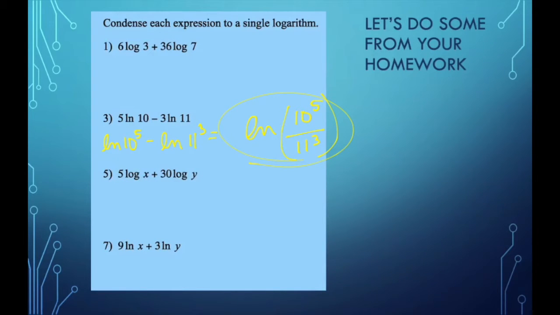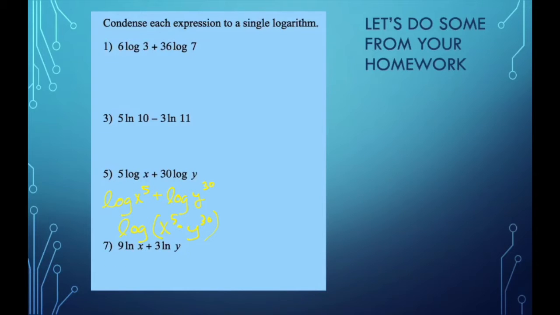Let's move over now to number 5. Notice we have x's and y's now, not just numbers. The rules still apply. We're going to put the 5 as the exponent and the 30 as the exponent. We'll have log x to the 5th plus log y to the 30. The addition here says we can condense it by multiplying these two things together. So we'll end up having log x to the 5th multiplied by y to the 30.